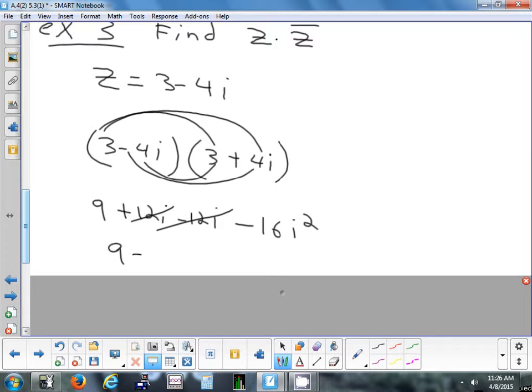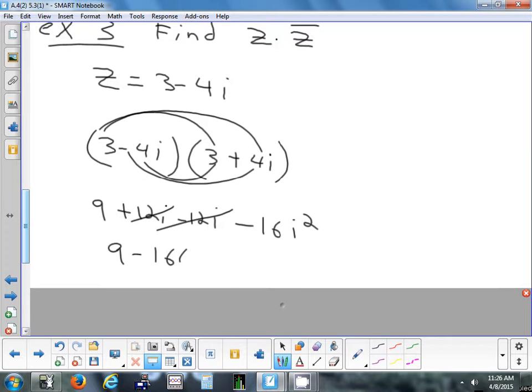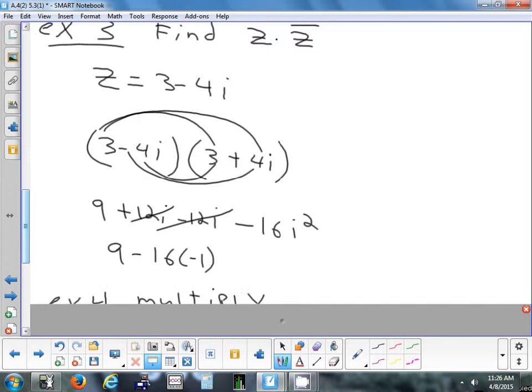And if you want to see it one step at a time, change i squared to negative 1. Multiply 16 times negative 1. It's negative 16. And we're subtracting a negative number. So it becomes addition. 9 plus 16 is 25.